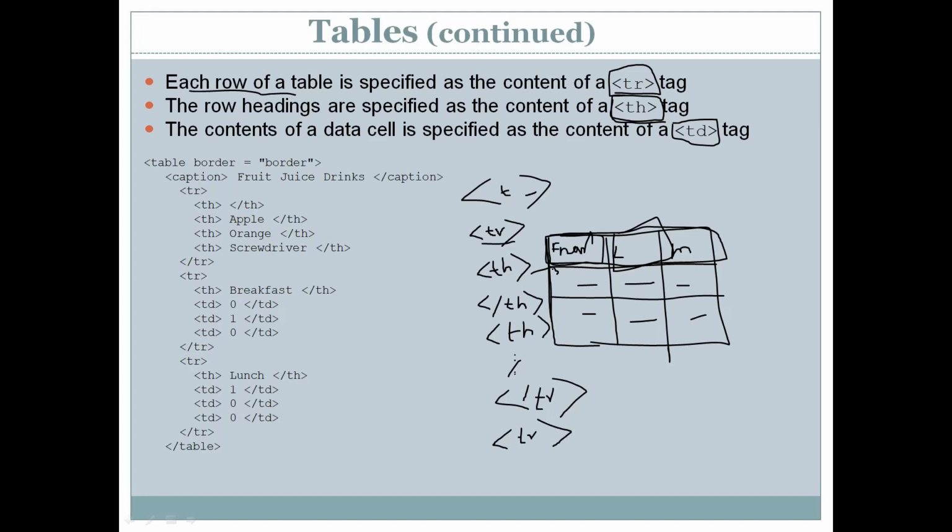In the new row I need a first cell. Now this is not a heading cell, this is a data cell. So we have to use a tag that is td, table data. So table data, again it will have some content, then close td, first cell is closed.